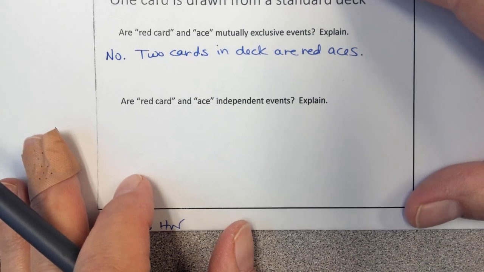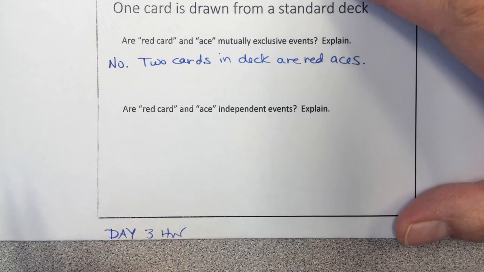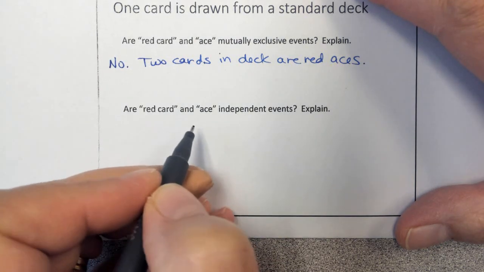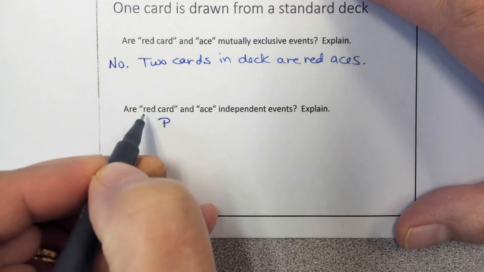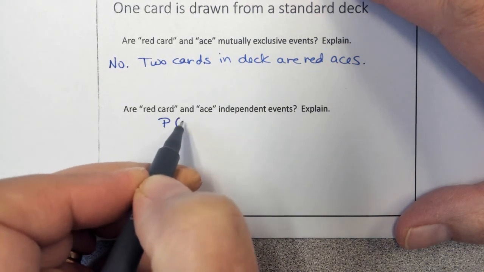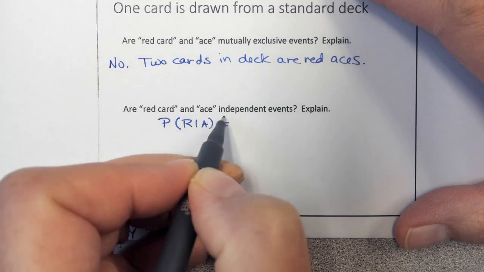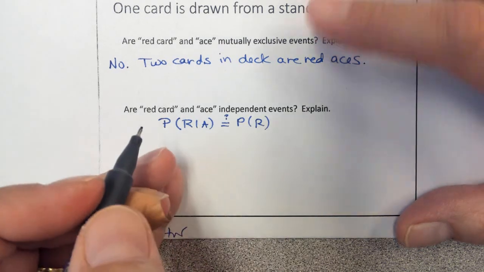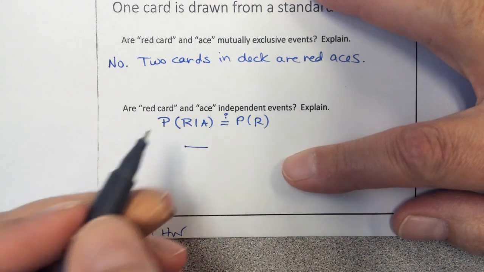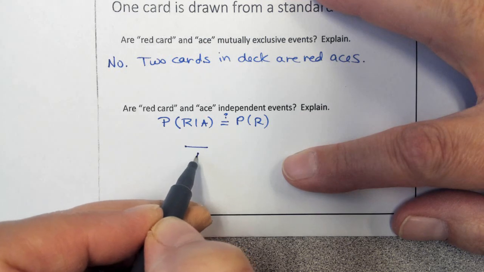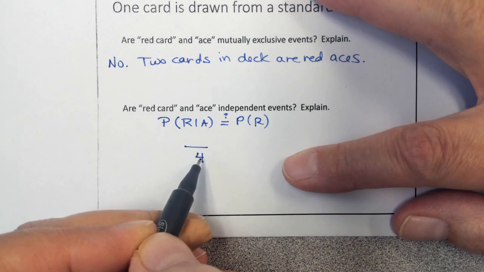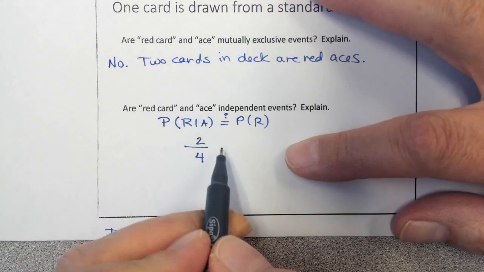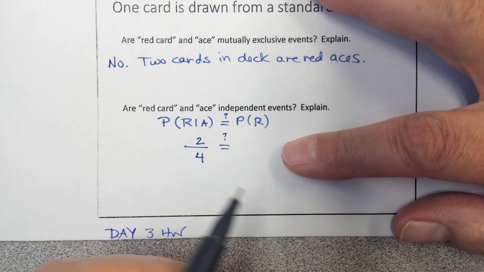Are red card and ace independent events? And explain. Okay, red card and ace. I could do red given ace or ace given red. It doesn't matter. Just pick one. I'm just going to do them in the order that they're in the problem here. Probability of red given ace, is that equal to the probability of red? Okay. How many aces are in the deck? We can count cards. Aces are a total of 4. How many of those aces are red? In other words, how many red aces do we have? That's 2.